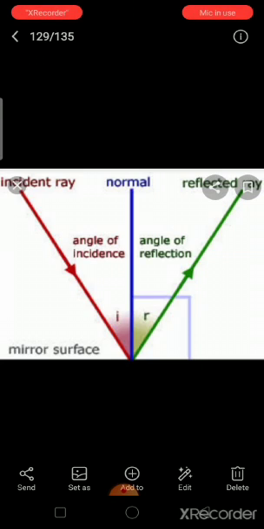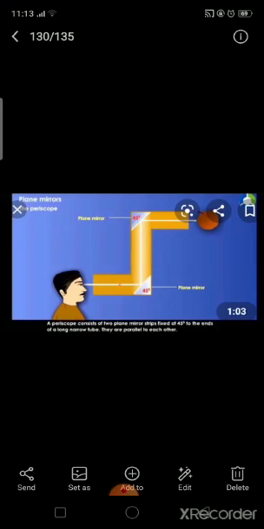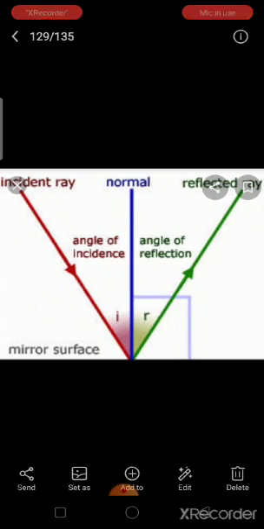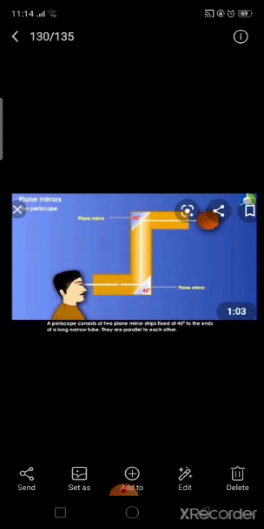This means that the light leaves the mirror at the same angle as it hits the mirror. We can use this fact to help us see above crowds, over high walls, and around corners using a periscope. Right? So in the previous picture you have seen the incident ray and the reflected ray, as well as the angle of incidence and the angle of reflection. So here we will discuss the periscope.